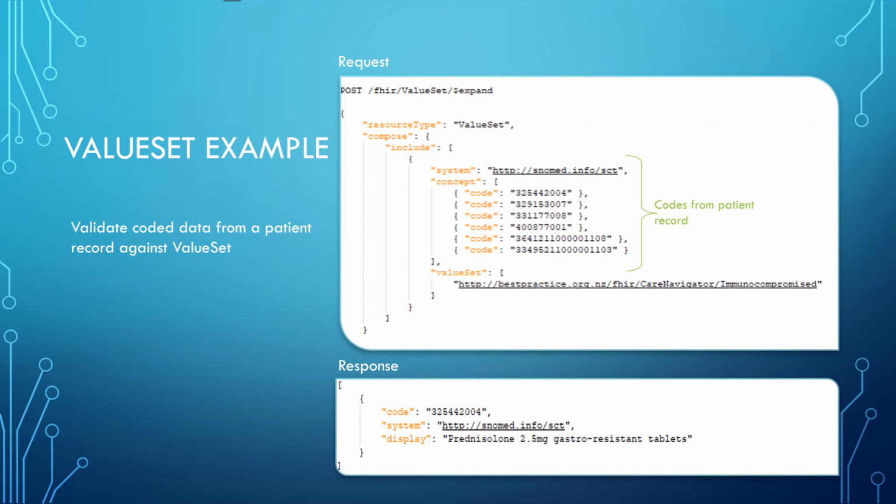That query will then go off and find all the codes that are actually in the value set and also in that list of concepts. And you can see it's matched one concept there.